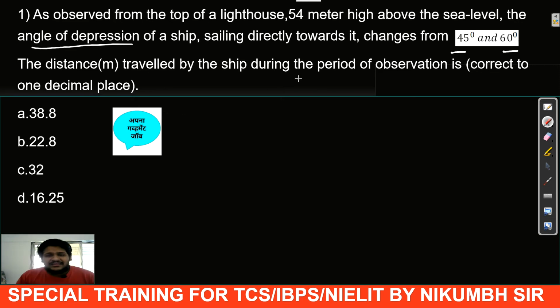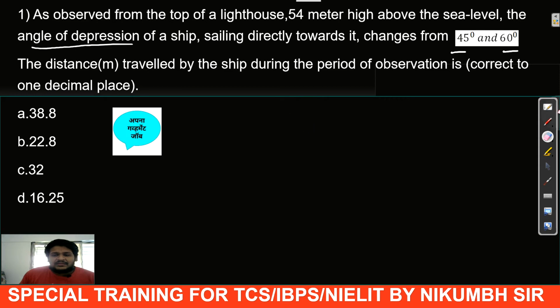Suppose you are standing on top of the lighthouse, and you are watching the sea level. There is one ship which is traveling from 45 degree to 60 degree. So it changes position by this angle when you are looking. Now what is the angle of depression? First thing, very important: whenever you are looking down, in simple language, this is your angle of depression.